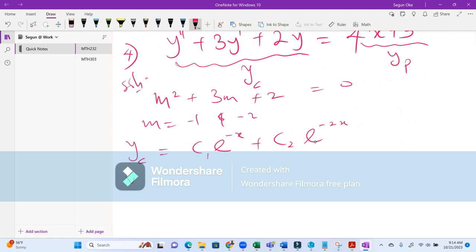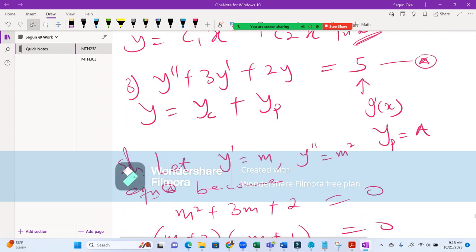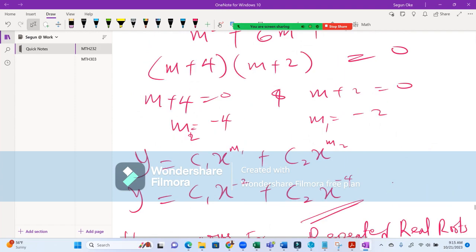Then in this case now, we have our yp to be equal to, now our g of x rather. What is our g of x? 4x plus 5. That's our g of x. Now, what do we call this g of x? In different types of equation we have, let's go back to linear.